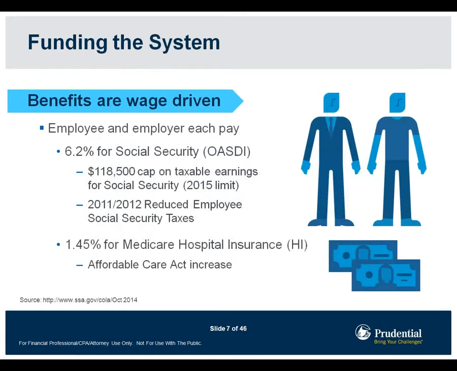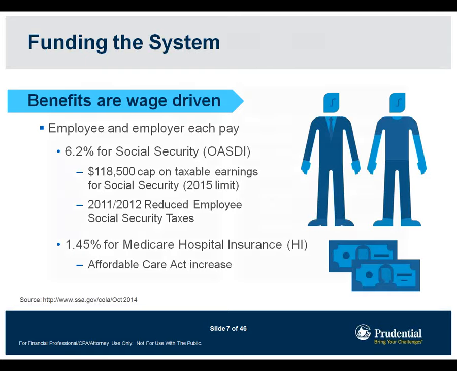So let's start right into the basics here. How is the system funded? Well, the system is funded through payroll tax, right? We each pay a payroll tax of 6.2% up to our taxable wage base, which this year is $118,500. The employee pays 6.2%, and the employer also pays 6.2% up to that taxable wage base.